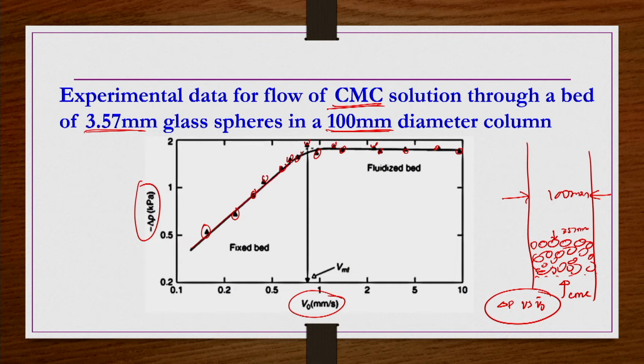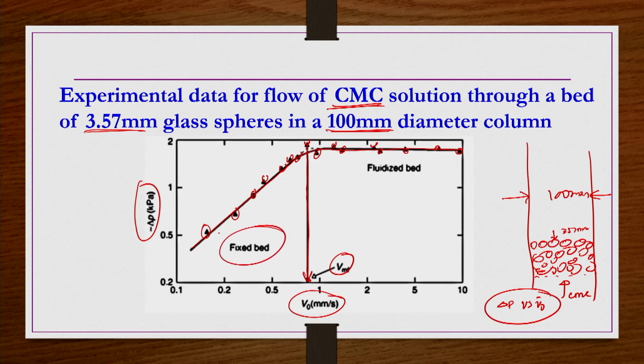it is gradually increasing, and then there is a diminishing of slope, and the pressure drop slightly increases up to point C, and after this the pressure drop remains almost constant. So the velocity corresponding to the point where the pressure drop becomes constant onwards is known as the minimum fluidization velocity.